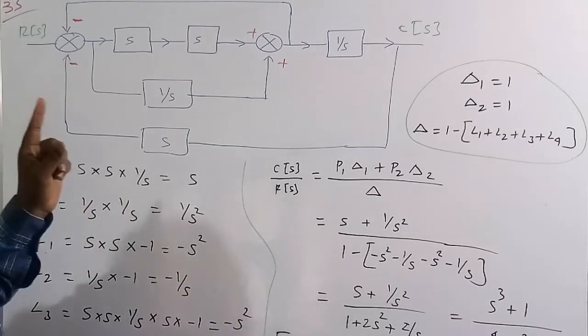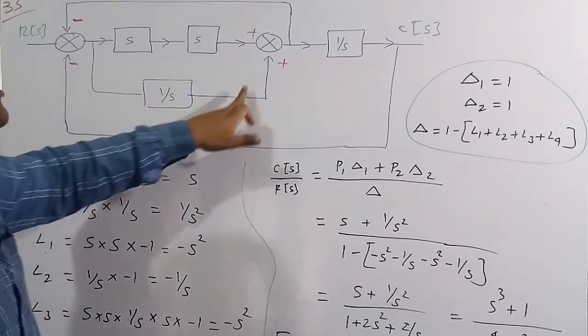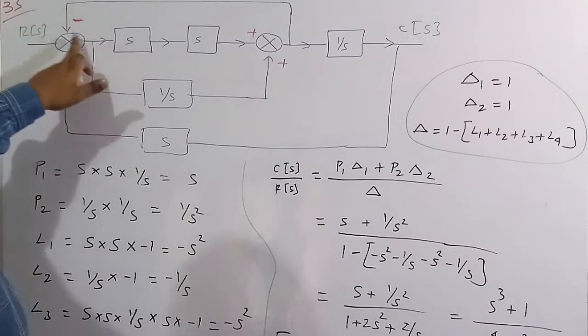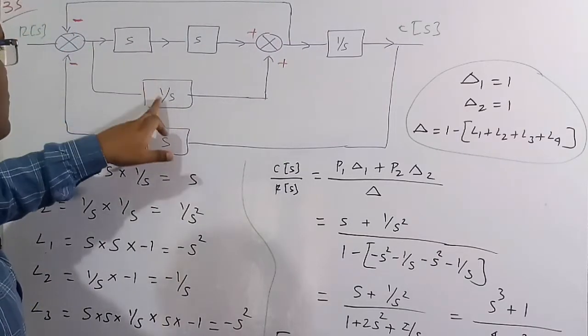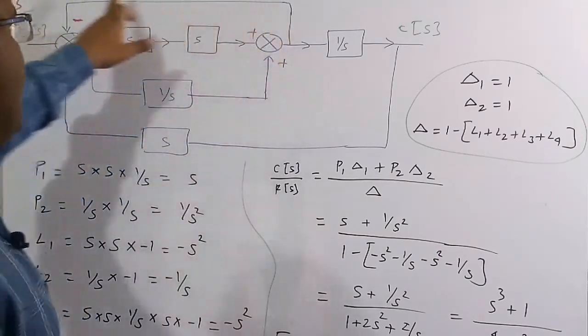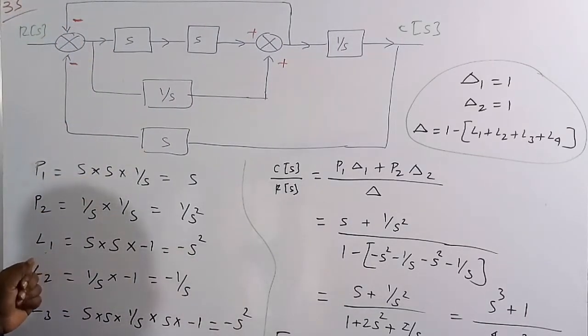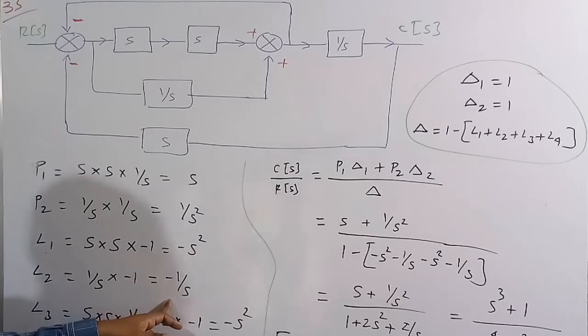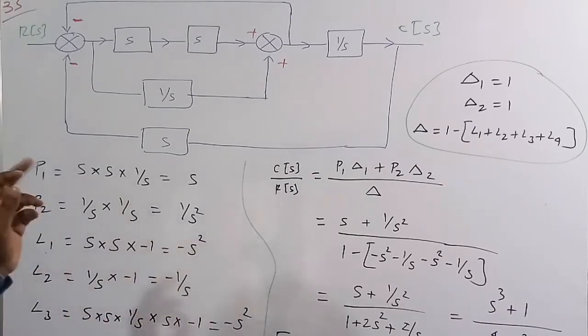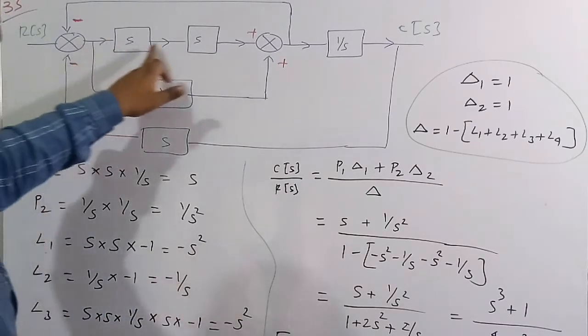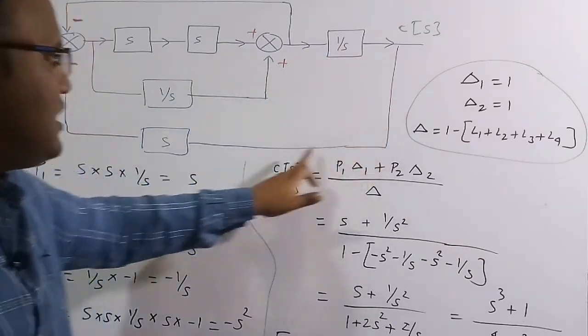Similarly there is another loop, which goes this way. By this way also we make one loop. Here the gain is 1 by S, here the gain is 1 by S, and here the gain is minus 1. So 1 by S into minus 1, which is minus 1 by S. And similarly, this is the third loop we are going to make.